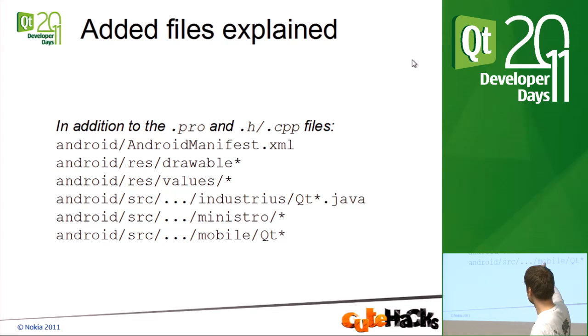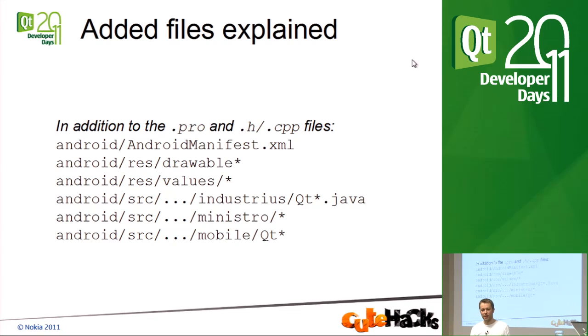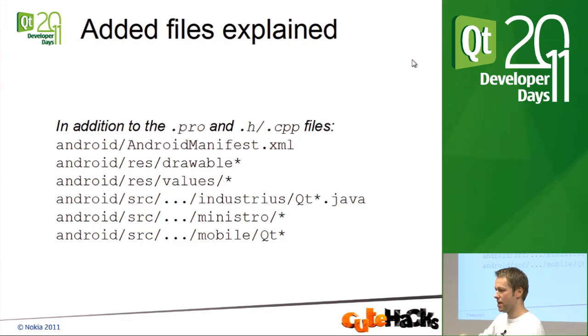Then you have the res directory. That's where your icons go, some XML files describing strings of certain values which are used by the manifest and others. And then you have the source directory here, which has lots of Java files. This is the magic stuff that loads the Qt libraries, gets a surface, and makes your whole application start.